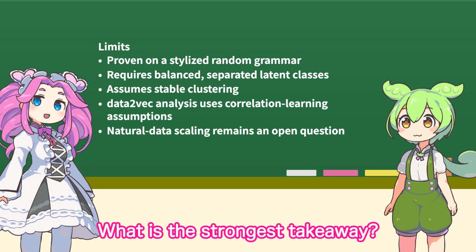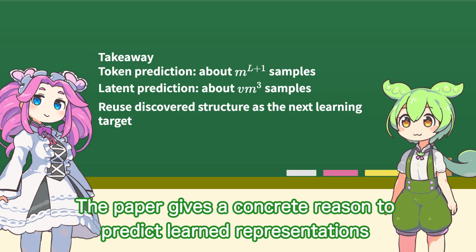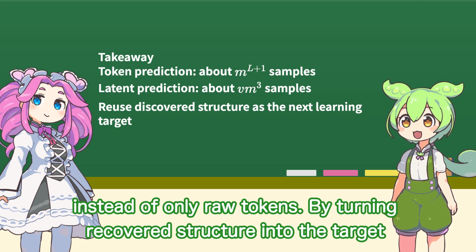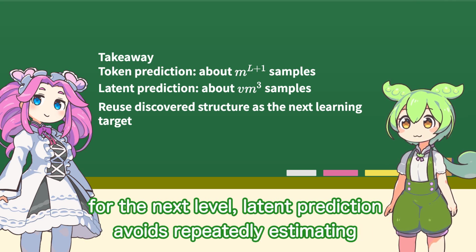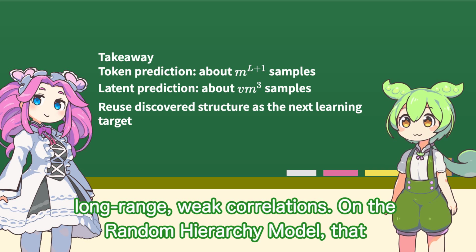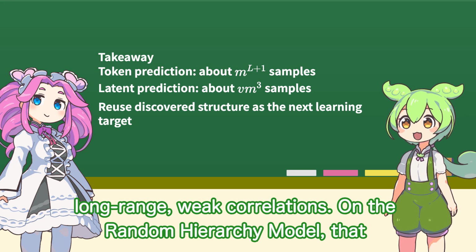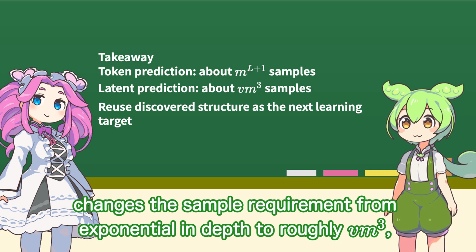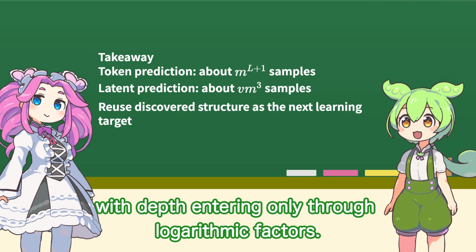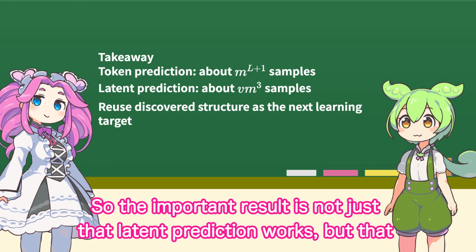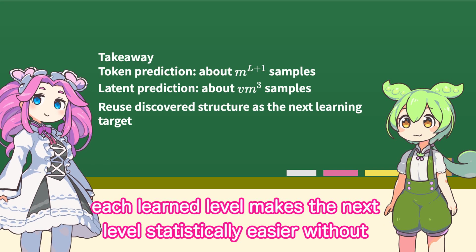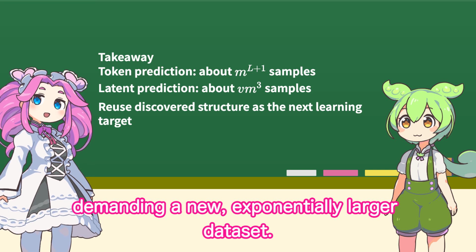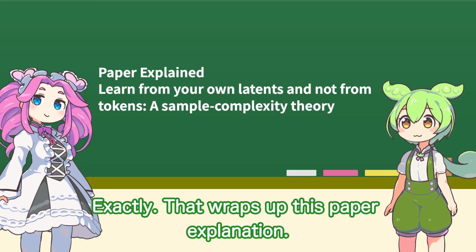What is the strongest takeaway? The paper gives a concrete reason to predict learned representations instead of only raw tokens. By turning recovered structure into the target for the next level, latent prediction avoids repeatedly estimating long-range, weak correlations on the random hierarchy model. That changes the sample requirement from exponential in depth to roughly v times m cubed, with depth entering only through logarithmic factors. So the important result is not just that latent prediction works, but that each learned level makes the next level statistically easier without demanding a new, exponentially larger dataset. Exactly. That wraps up this paper explanation.